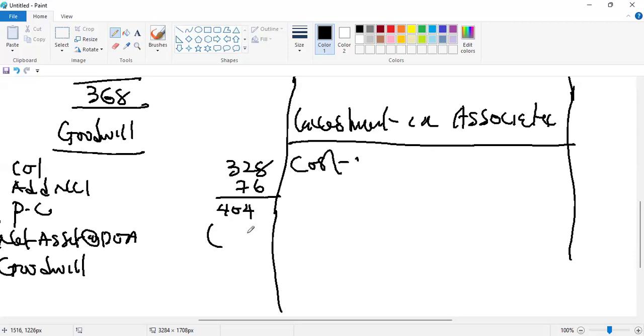I'll now less the net assets. What is the net asset at the date of acquisition? He has given me in the question, which I have used, 368. 404 minus 368 is 36. Goodwill.